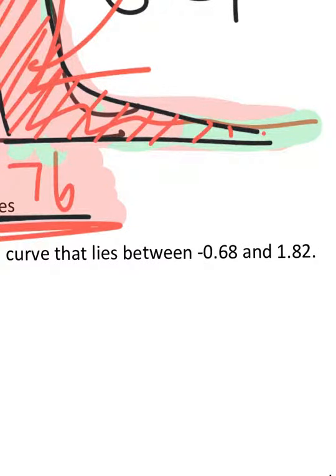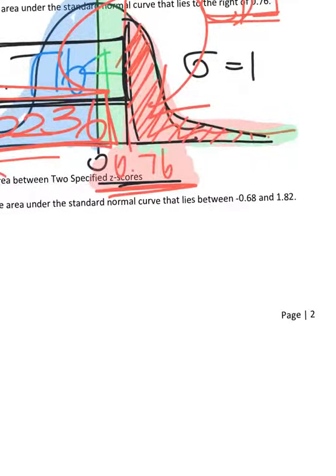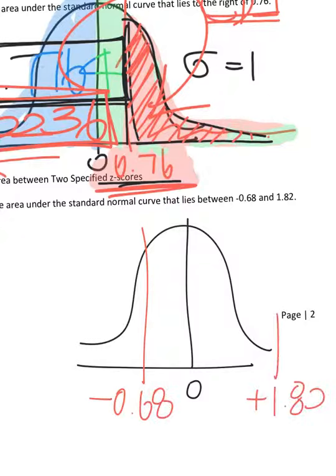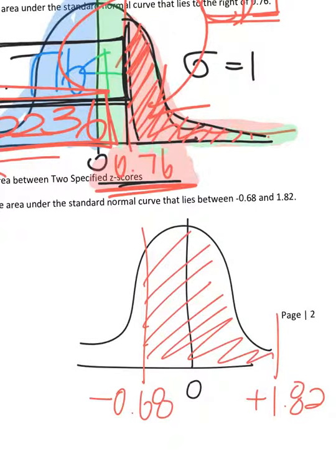Between negative 0.68 and 1.82. Again, let me make the standard normal distribution. Mean equals 0. Between negative 0.68 and positive 1.82. In the middle. We need the probability in the middle. Let me take a probability at negative 0.68. Okay? I told you we had 2 pages.